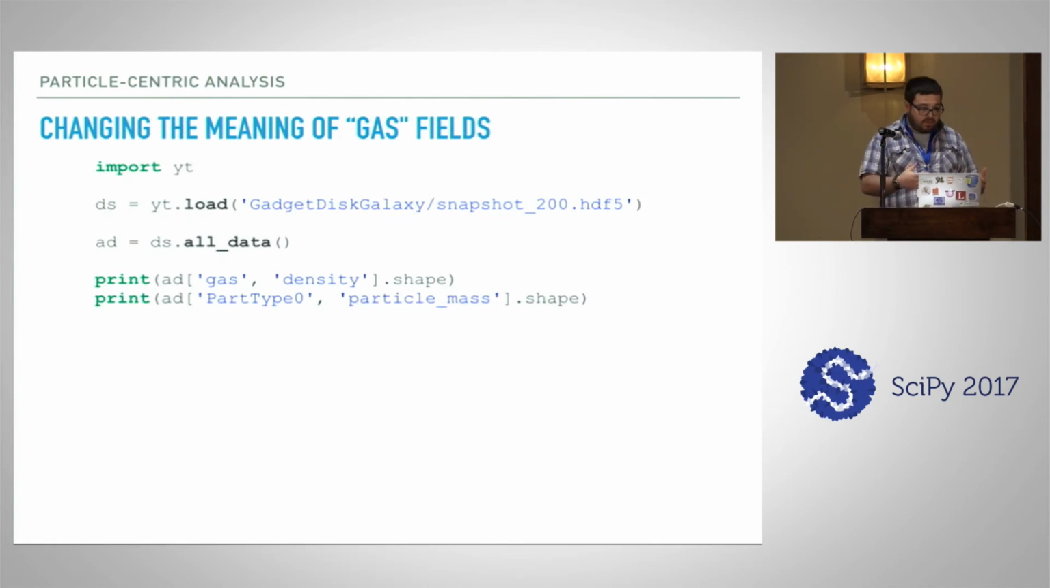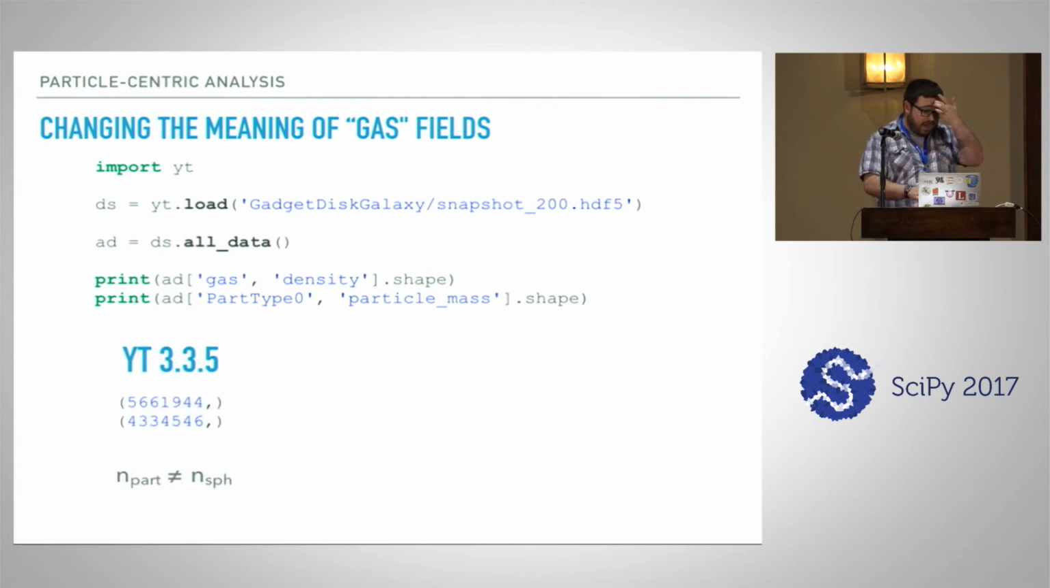So what does that mean in terms of an actual YT script? Here we're loading a particle data set. We're asking for all of the data in the domain, and then inside of that data object, we're asking for the gas density field and the particle mass field for all of the gas SPH particles in this smooth particle hydrodynamics data set.